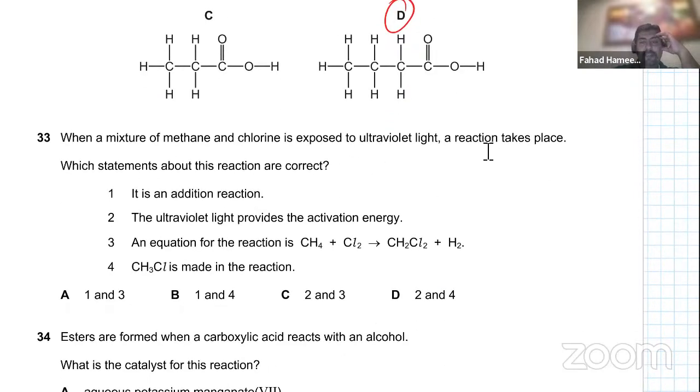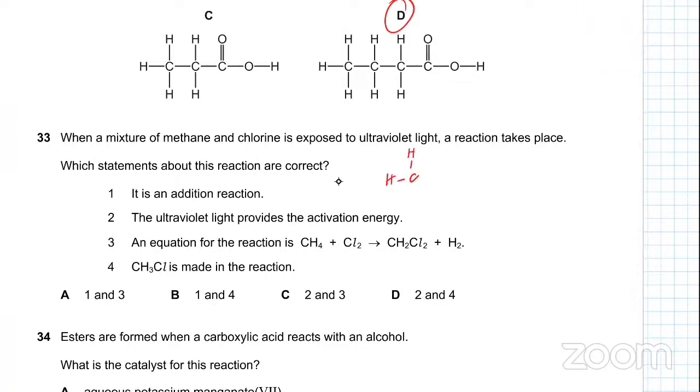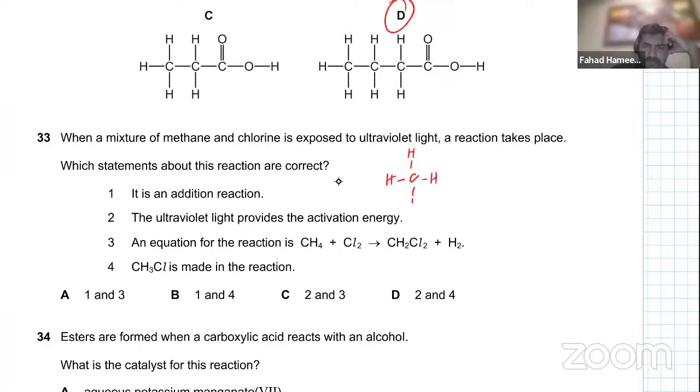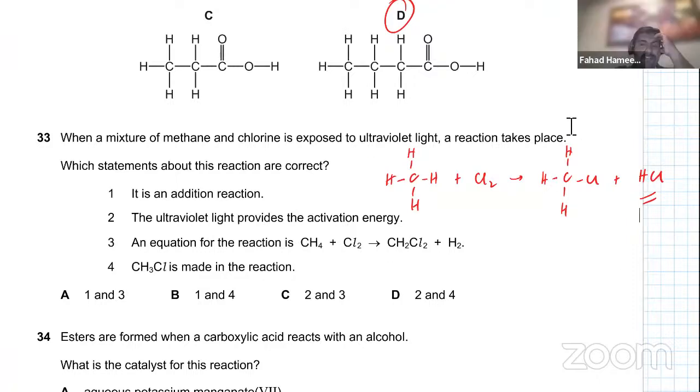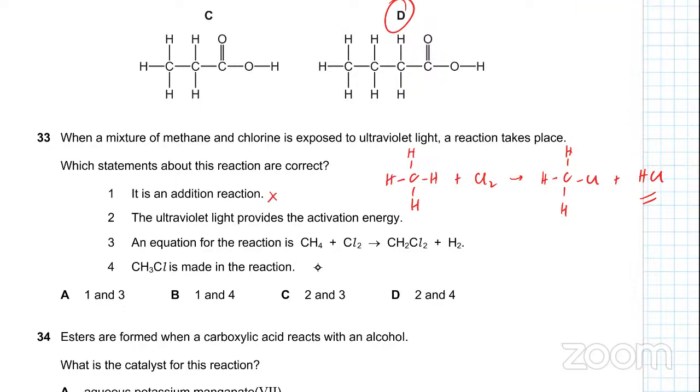Methane and chlorine are mixed in ultraviolet light. A reaction takes place. Which statement about this reaction is correct? So methane is this thing, right? Which reaction is this? What is its name? Substitution. Substitution, okay. UV light. So one of the H's or all of them can get substituted, okay? And HCl is produced as well. Or you can substitute all of the H's as well. So it's definitely not an addition reaction. 2 is correct, okay.